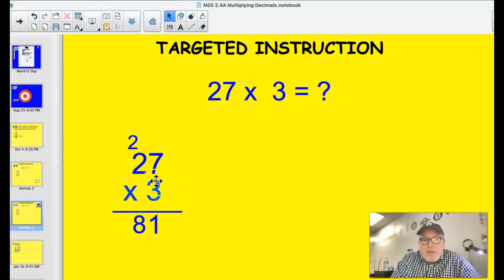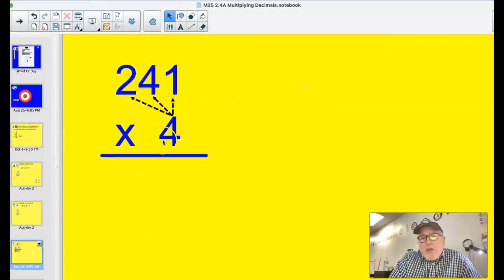Okay, 3 times 7, here's your 21. Here's the 1. Here's the 2. 3 times 2 is 6, plus 2 more makes 8, so 81. And this process continues. Here I've laid it out a little more closely and a little larger. So now we're going to take 4 times 241. So let's take a look at it.